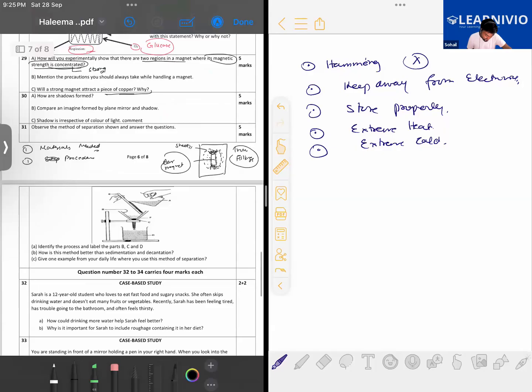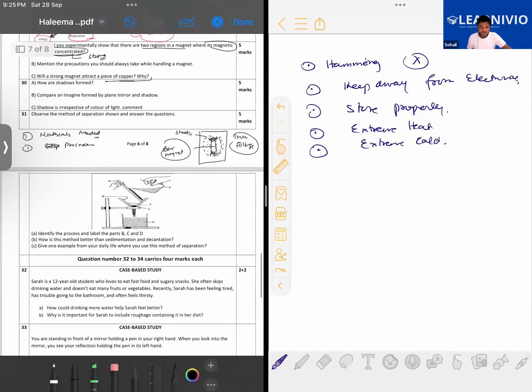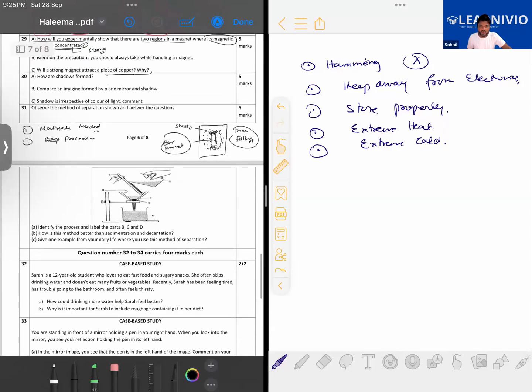Few questions are left. Let's see if we can do it. Question number 30 A: how are shadows formed? We already know about this. Whenever the pathway of the light is obstructed by an opaque object, and if there's a screen, a shadow will be formed. You have to compare an image formed by a plane mirror and a shadow.